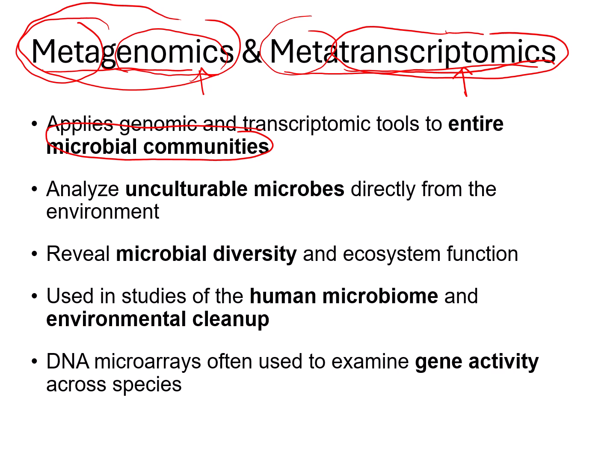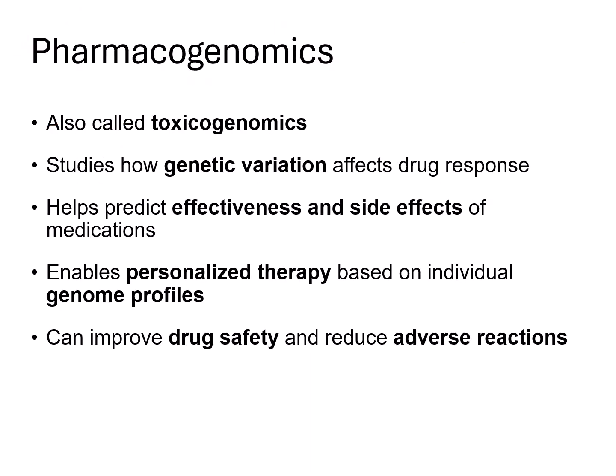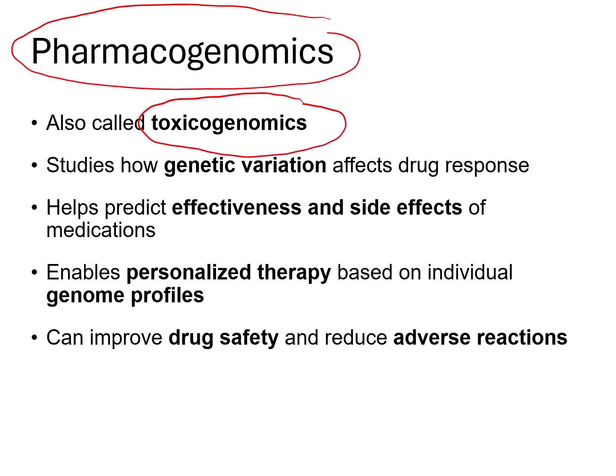So this is crucial for studying really the human microbiome as well as the environmental microbes and how diverse they are within their environment. Our next vocab term is pharmacogenomics, also sometimes called toxicogenomics. So pharmacogenomics studies how genetic differences influence drug responses. So it turns out that one drug might have a big effect in one patient, but have no effect in the second patient. So this field, the studies that come out of this field, will allow for personalized treatment plans that really minimize side effects and hopefully improve drug effectiveness.